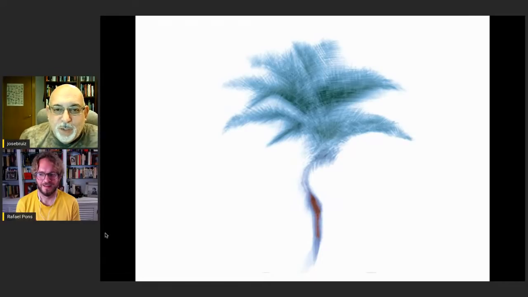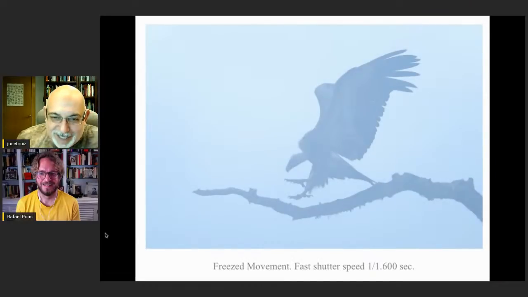Hey, how do you do the palm tree dance? They put F22. Okay. ISO 50. Okay. And speed down. It will be blurred. Yes, it will be blurred. That's what we are looking for.